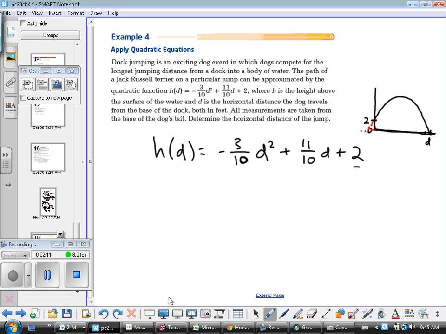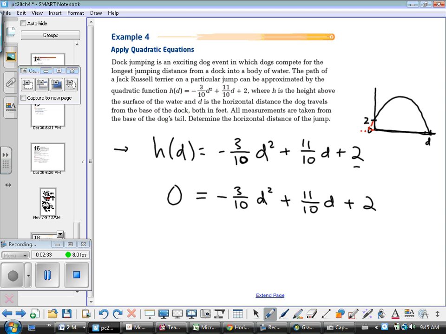The first thing I'm going to do is write out my quadratic equation. This is a quadratic function. Now I'm going to write it as a quadratic equation, so set it equal to 0 and find out what values of d are going to make that equation true. Okay, so in other words, solve for d.